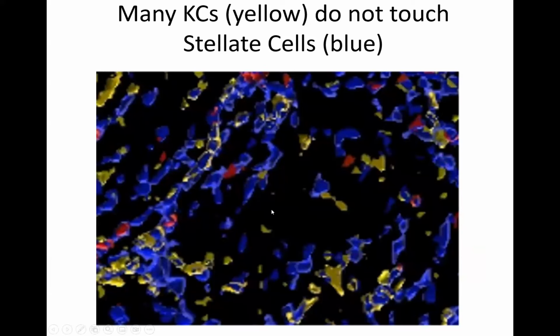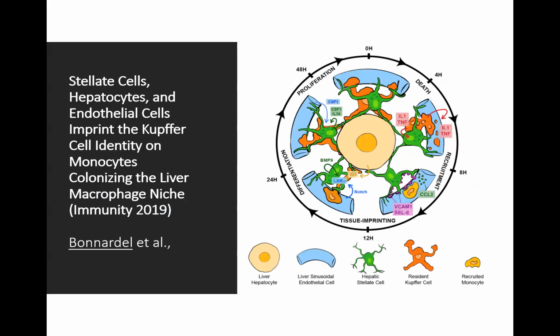And so now when you look using that imaging software, who are they touching? Well, they're not touching those stellate cells, the blue cells, anymore. And so the majority of your Kupffer cells are now yellow. They're no longer interacting with their environment. And so remember Guillaume's paper that said these cells have to touch hepatocytes, have to touch stellate cells. We're now seeing them not touching.